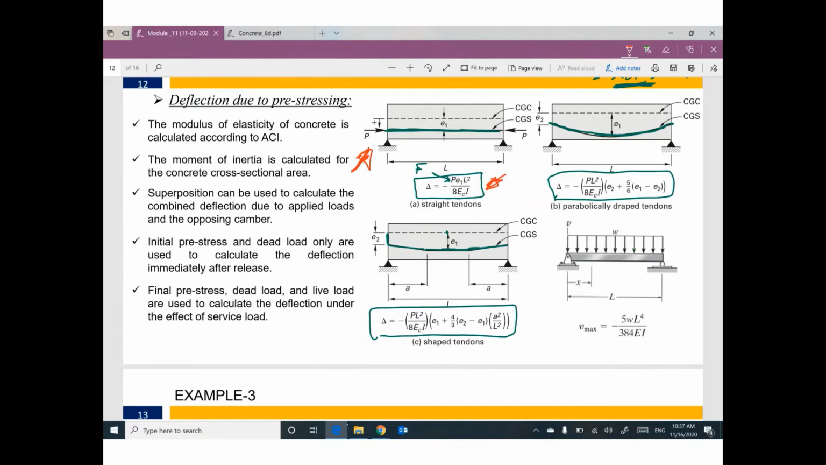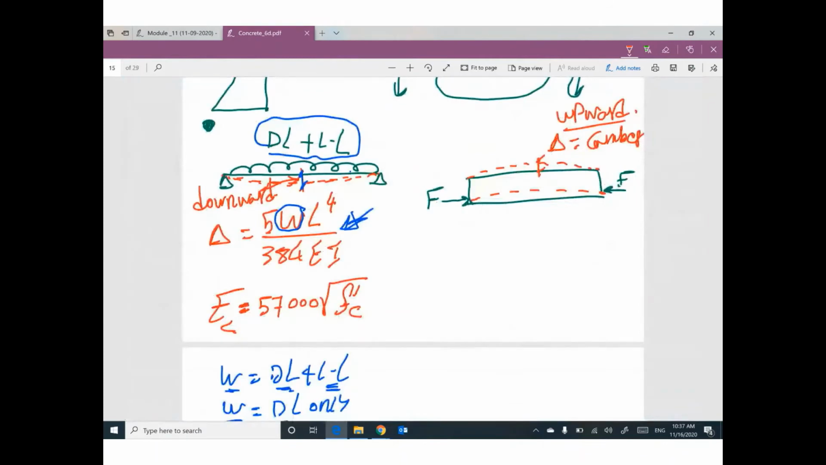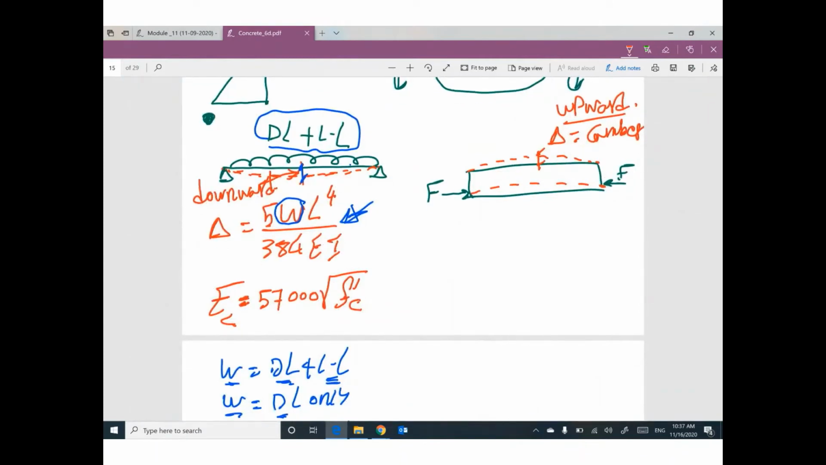By the way, the modulus of elasticity E of concrete, you can get it by ACI. Do you remember that? E concrete equals 75,000 square root F prime C. The moment of inertia is calculated for the concrete cross section based on its shape, for a rectangle, parallel times perpendicular cubed over 12. Superposition can be used. What do I mean by superposition? I mean, you will calculate the deflection due to the effect of load, dead load or live load or both of them, downward alone, and then calculate the deflection due to pre-stress.